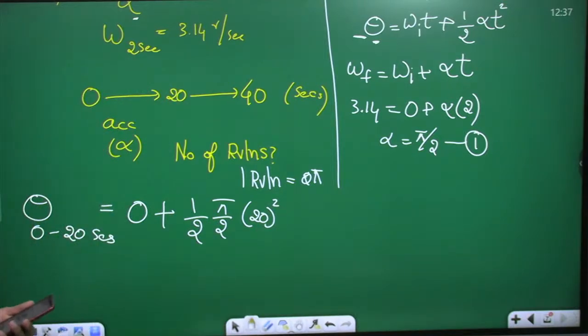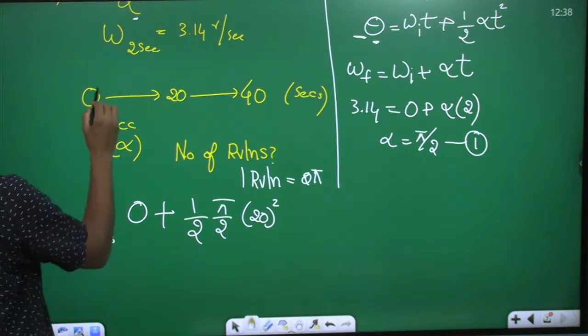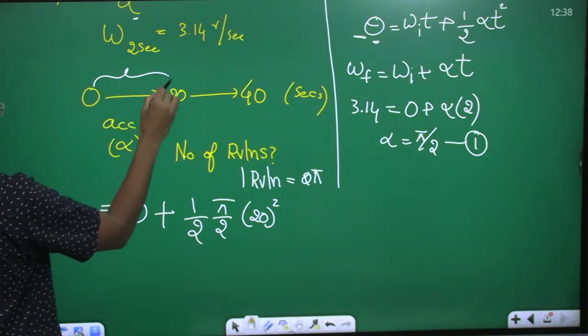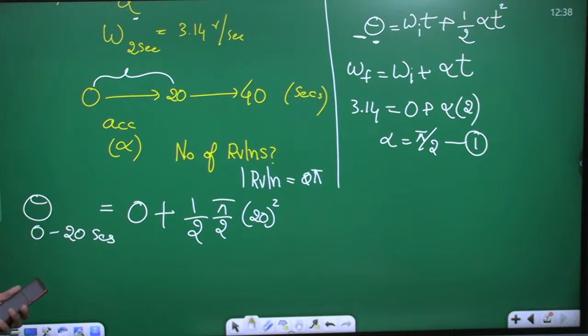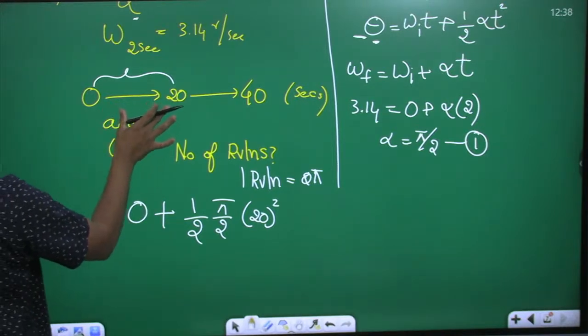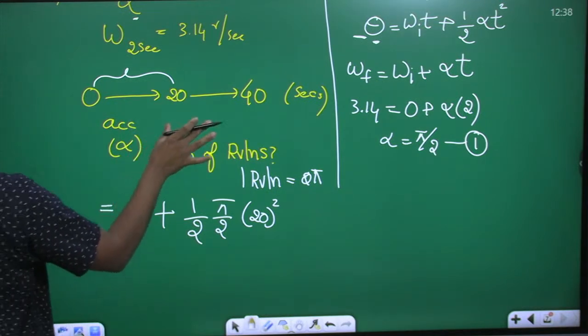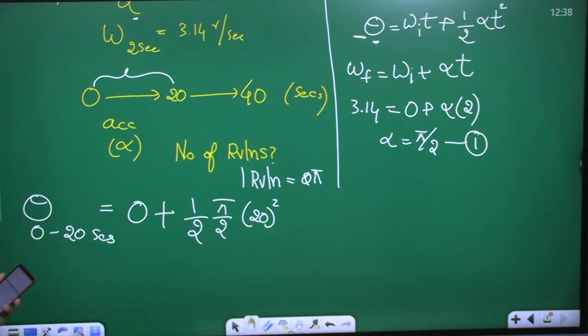So hope you are getting why we are taking 20. We are first finding theta between 0 and 20 seconds, because there is an angular acceleration present between 0 and 20 seconds, and there is no angular acceleration from 20 to 40 seconds, okay? Why 2 there?